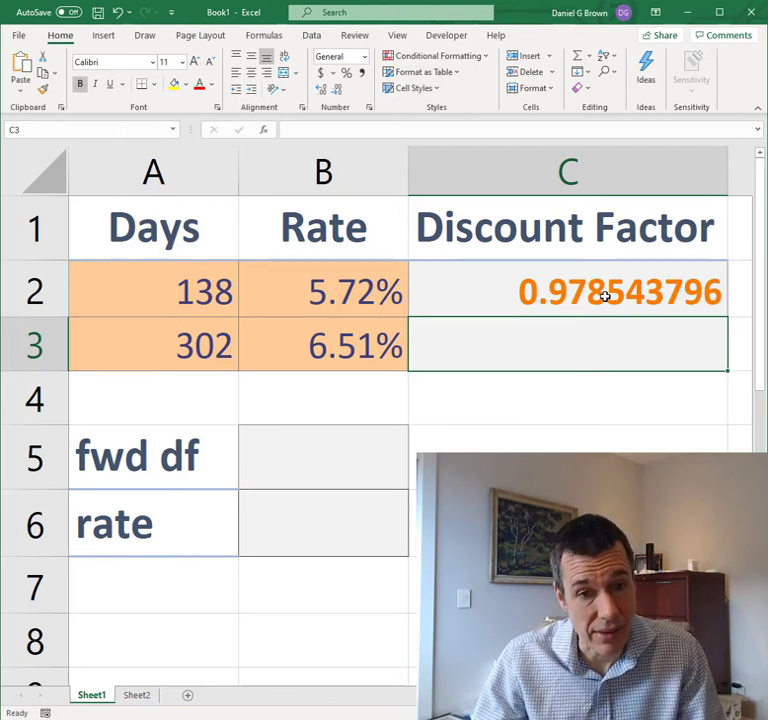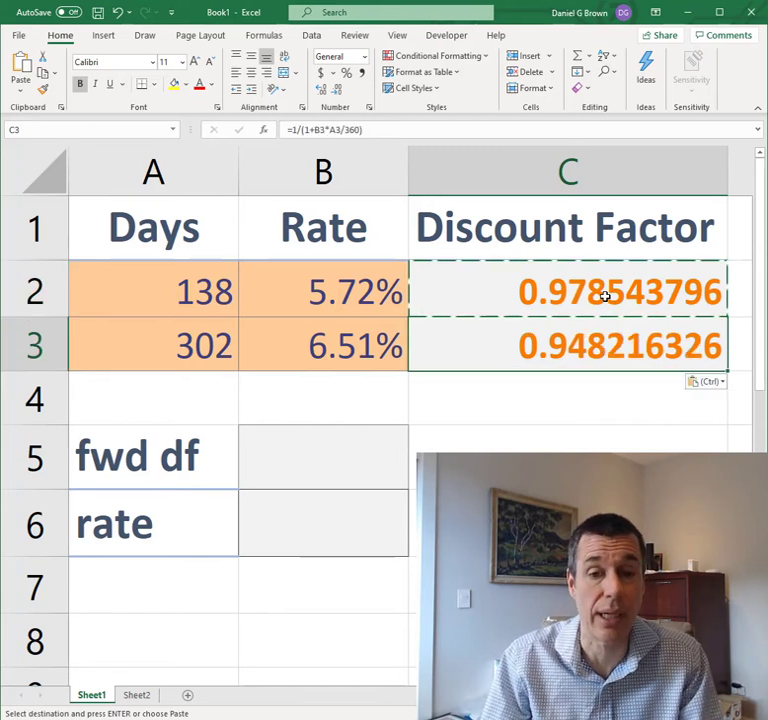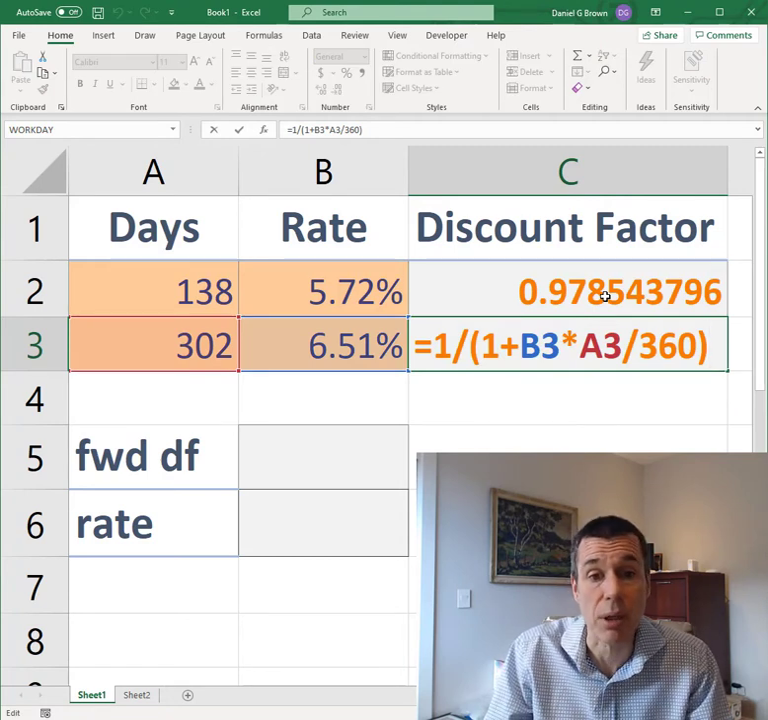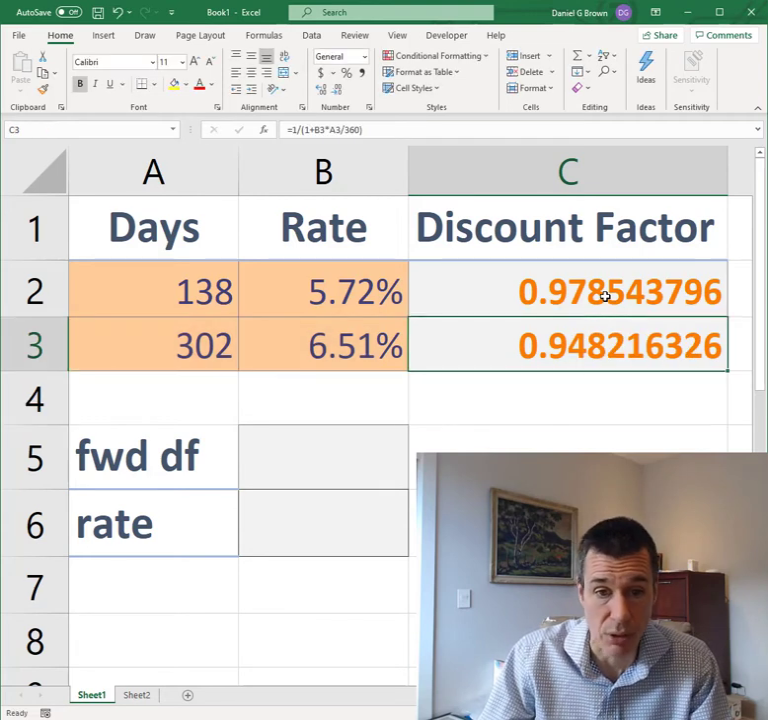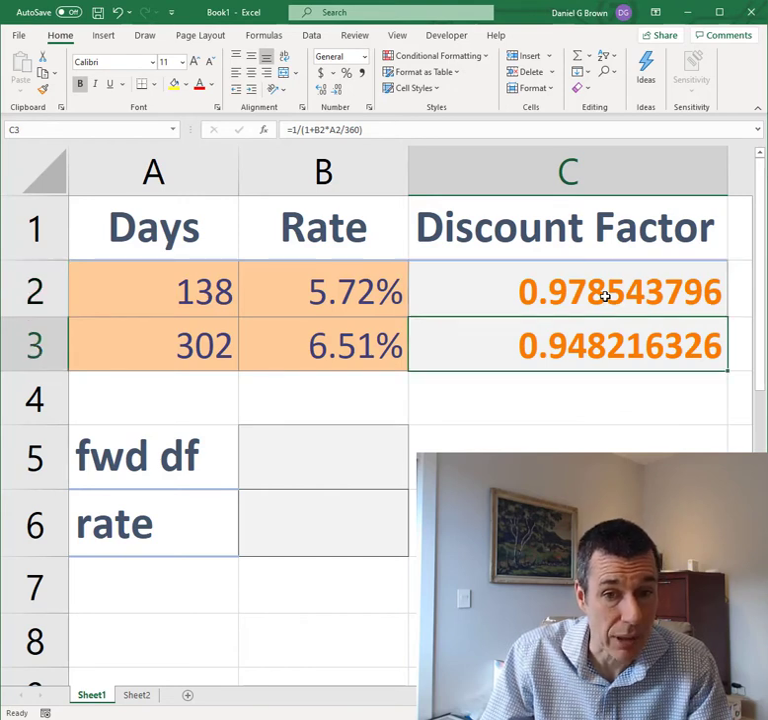Okay, the discount factor for 302 days is calculated in exactly the same way. So I'm just copying my formula down. We'll just take a look at it to make sure it makes sense. 1 divided by 1 plus 6.51% times 302 divided by 360. So I have my short dated discount factor to 138 days and my long dated discount factor to 302 days.